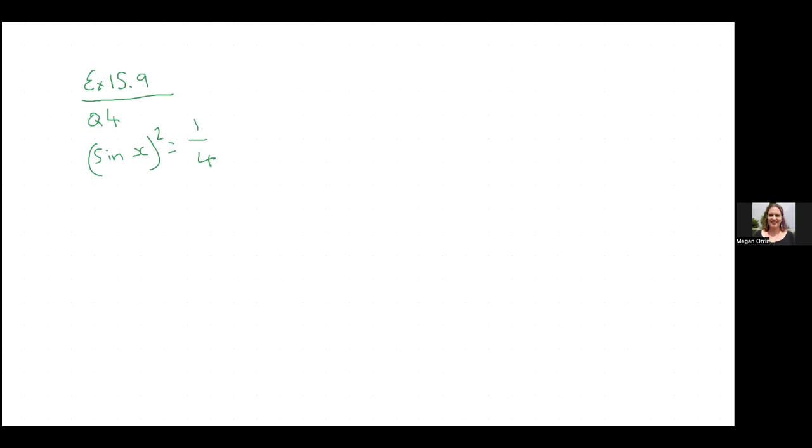Okay, I was going to do questions 4 and 5 from 15.9 because those were really tricky ones, and I just wanted to show you how to do them. They are actually a lot easier than they look. They're just using some sine ratios in there, but they're not actually that hard. So let's just go through them.